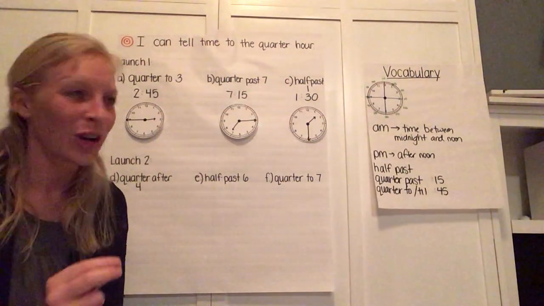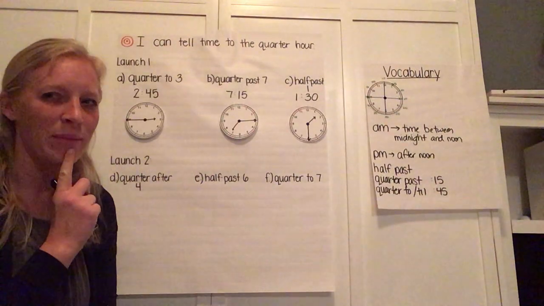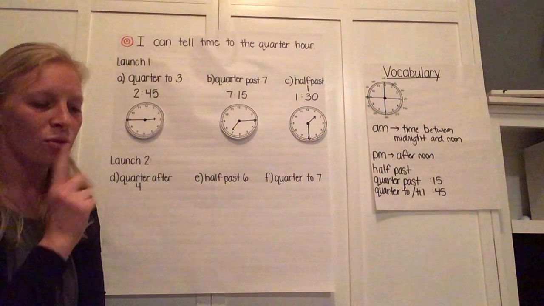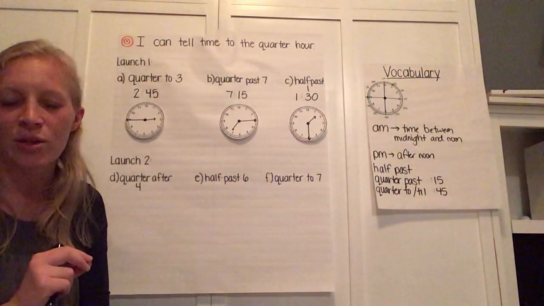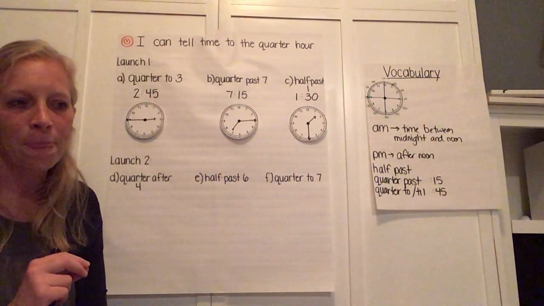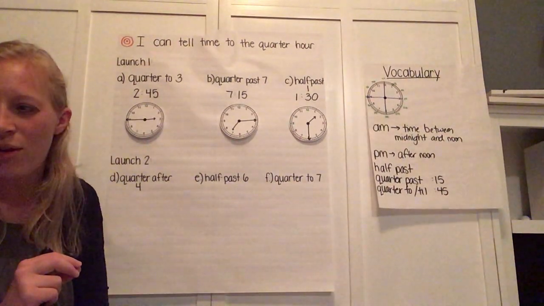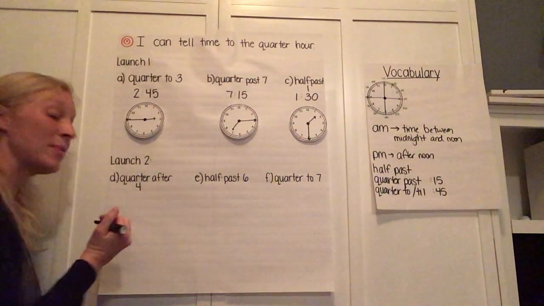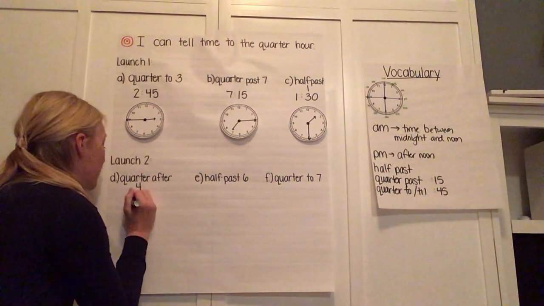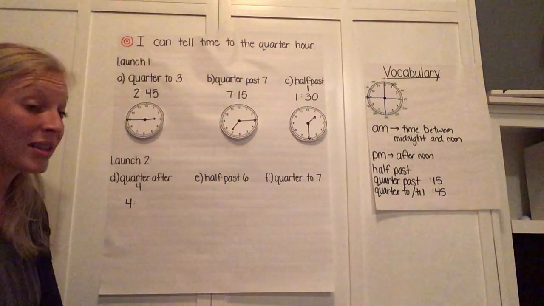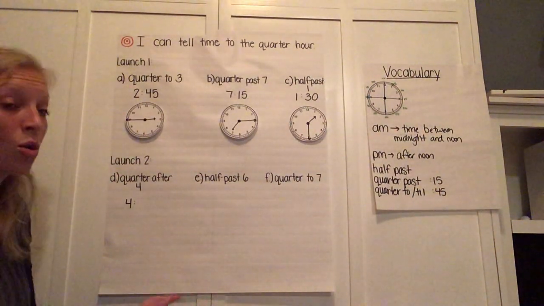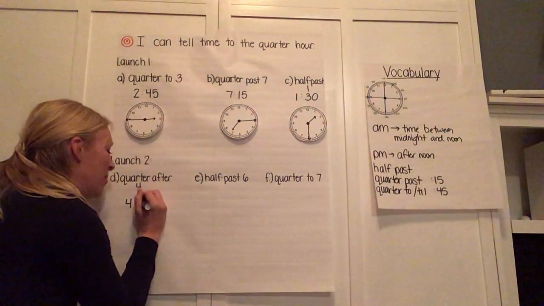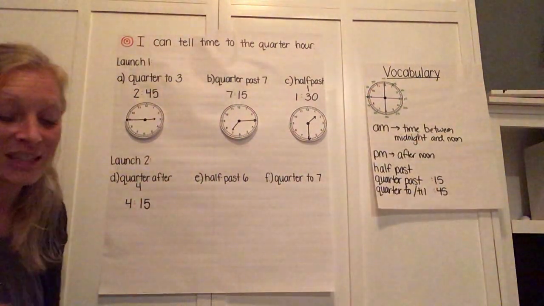Quarter after 4. This sounds familiar. Quarter after 4. Write your time on your whiteboards or in your notebooks, and hold them up. Quarter after 4. So what is my hour going to be, everybody? My hour is going to be the 4 o'clock hour. It's just a quarter after or a quarter past. And so our minute is going to be that 15.